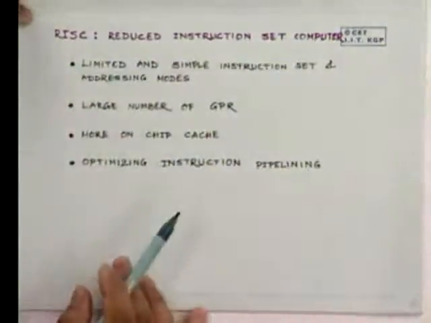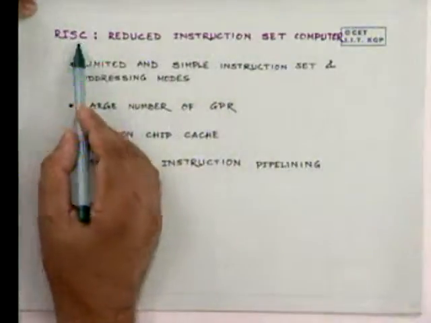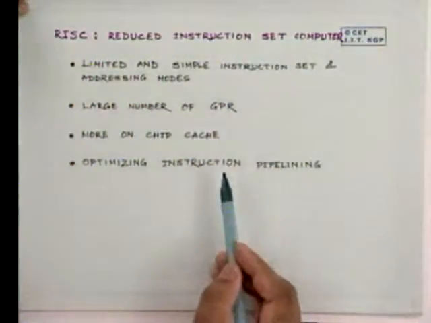But from the 80s, a different line of thinking started, which says not to complicate the instruction set too much. Better to use a very simple instruction set and simple addressing modes, and analyze what advantage we can get out of it. This line of thought is called RISC, or reduced instruction set computer.